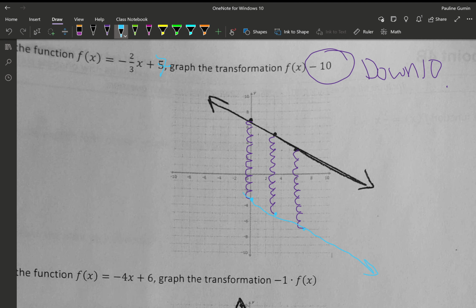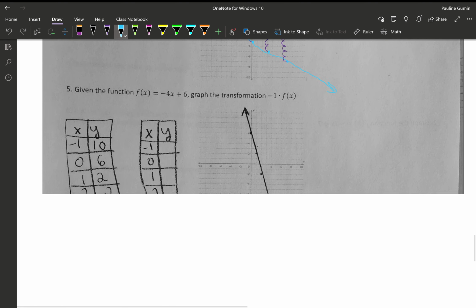I'm just gonna try my best there. Okay, pretend that's a beautiful straight line. Of course, on my answer key in person and on Teams, it looks so nice. It looks so nice. Okay, number 5.